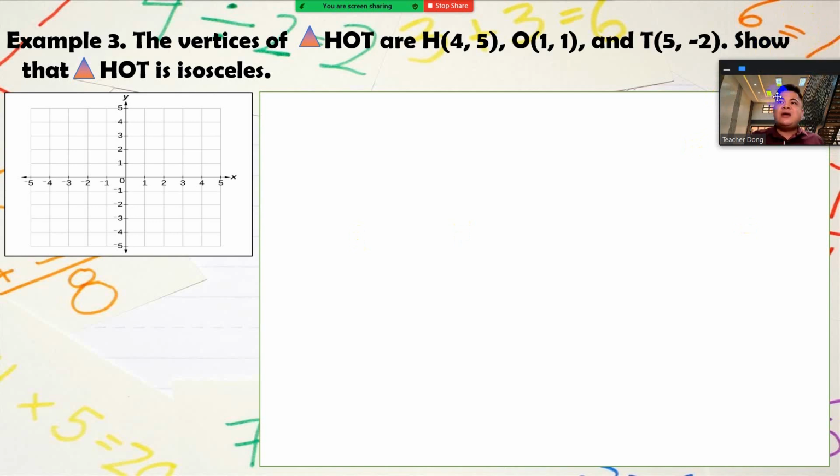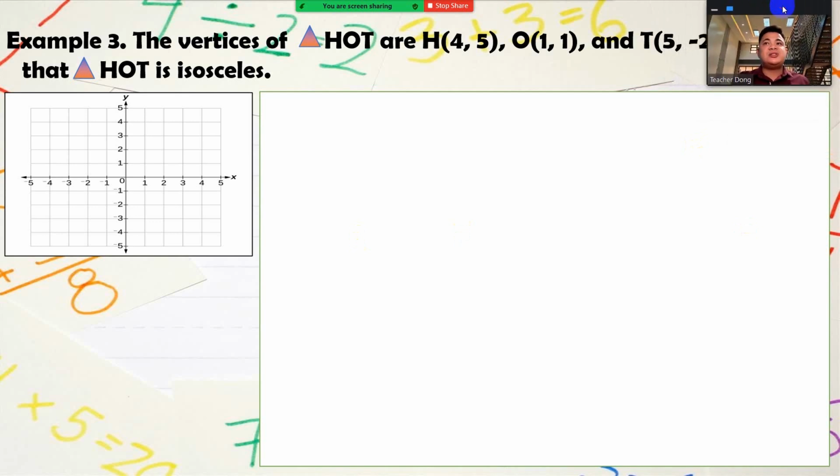By the way, before we go ahead, let's start with the classifications of triangles according to sides. When we say equilateral triangle, all sides are equal. When we say isosceles triangle, 2 of the sides are equal, only 2. But when we say scalene triangle, no sides are equal. So that's the difference between the classifications of triangles according to sides.